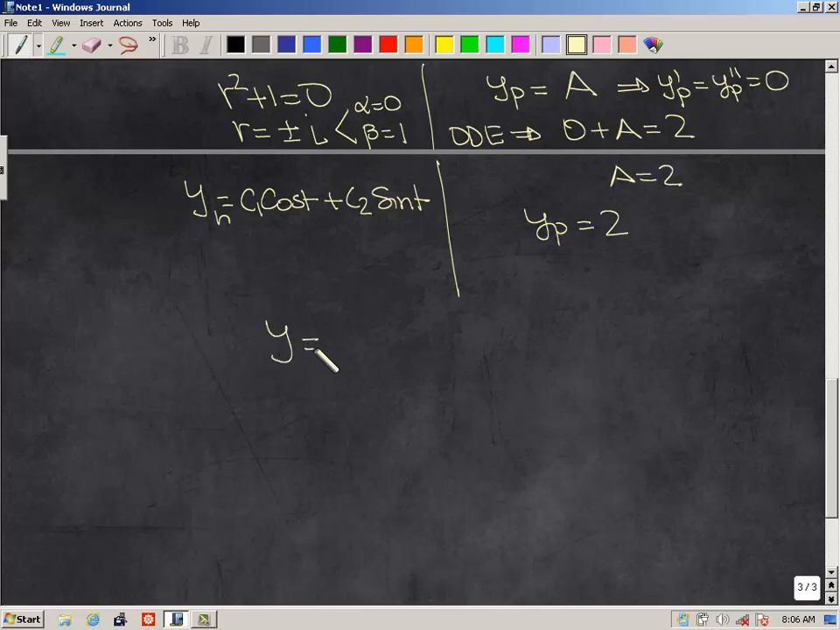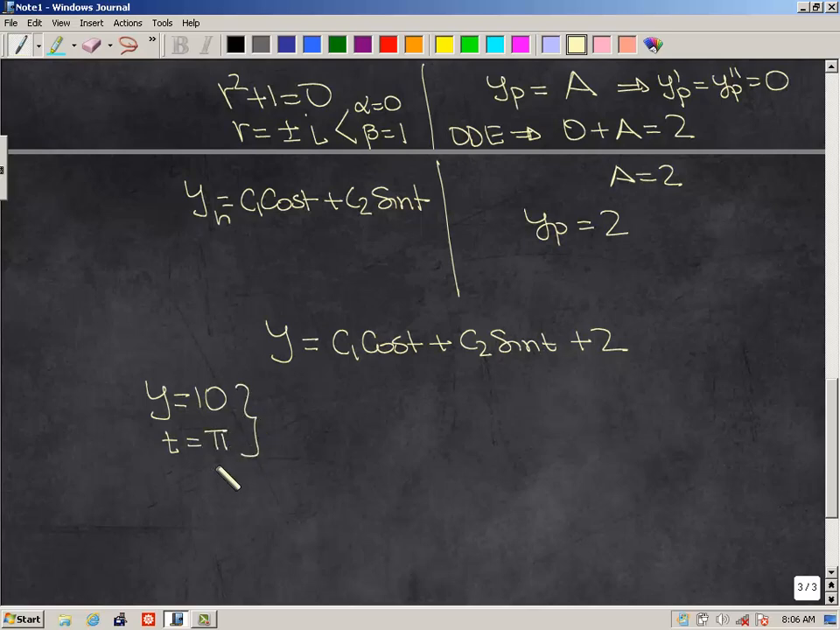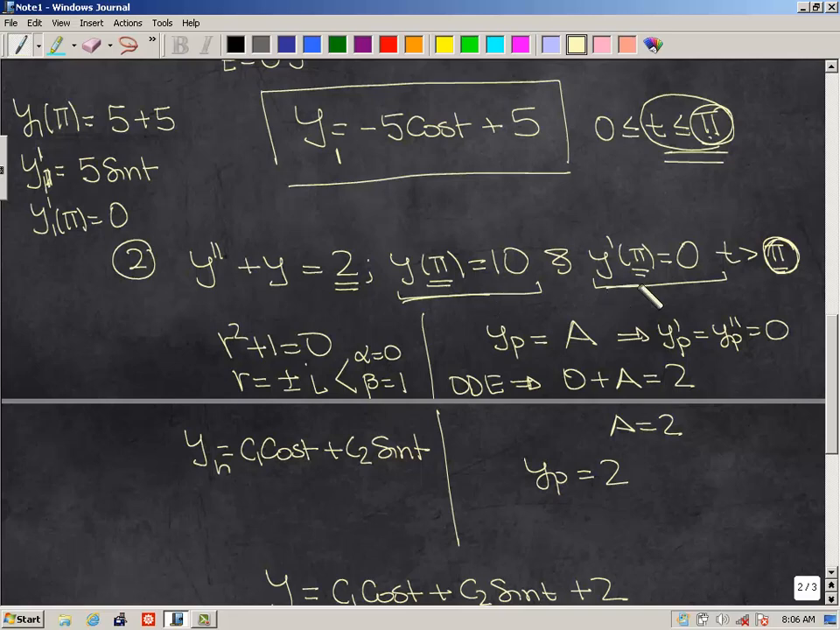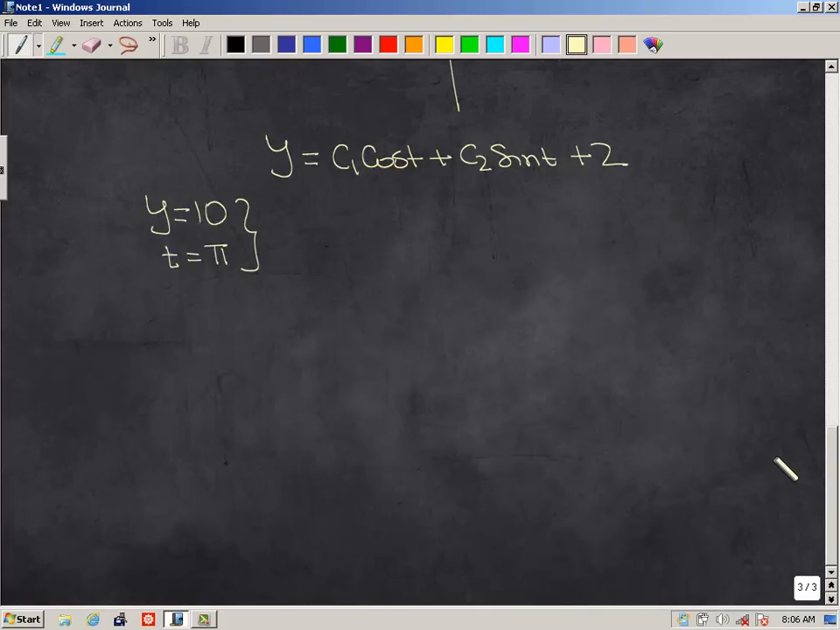So my general solution for this case is c1 cosine of t plus c2 sine of t plus 2. We're still not done because we still have initial conditions to push. We know that y is equal to 10 when t is equal to pi. So those are the initial conditions we're going to use this time, these two. All right. So we get 10 is equal to negative c1, because cosine of pi is minus 1, sine of pi is 0, plus 2. So we get c1 is equal to negative 8.